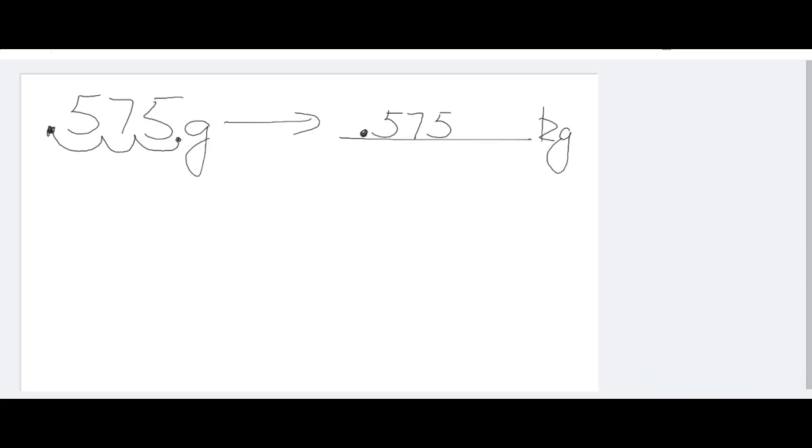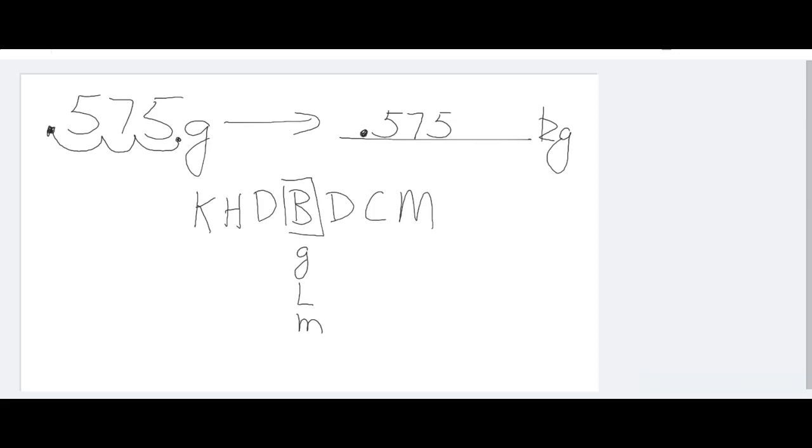I hope that this video does a good job of explaining how to convert units in the metric system. The easiest way to do this is on a piece of paper, actually writing out King Henry died by drinking chocolate milk, and knowing that this is grams, liters, or meters, then being able to go to the left or the right in your conversions. And the nice thing about the metric system is only having to move the decimal point, no math involved.